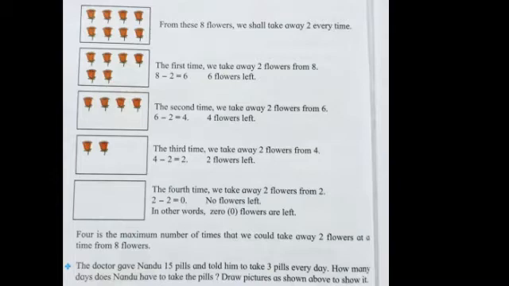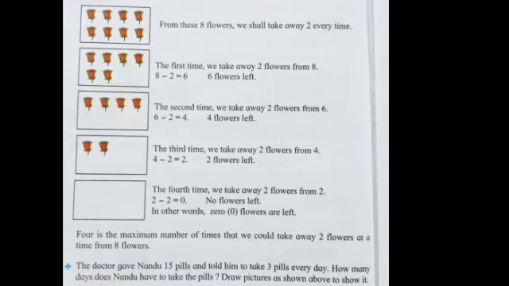Now see children, what you are looking at. There are 1, 2, 3, 4 and 5 boxes they have already given us. In the first box they have given you 8 roses. Now what to do here? From these 8 flowers we shall take away 2 every time. Now what they are doing and what they are telling, you have to listen and see very well.